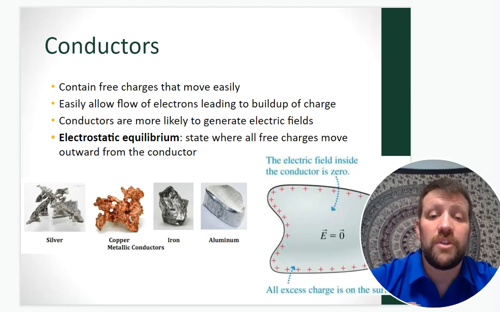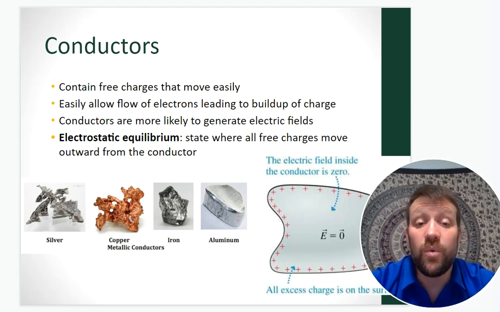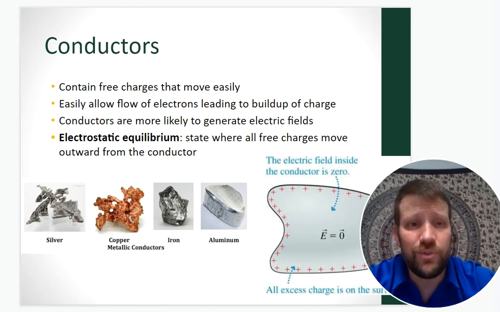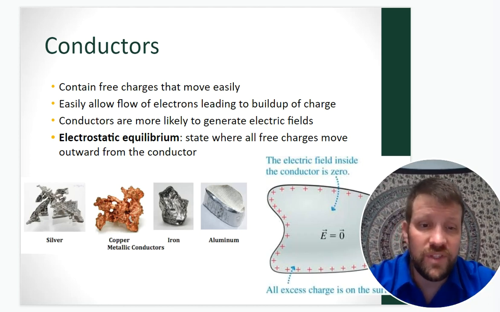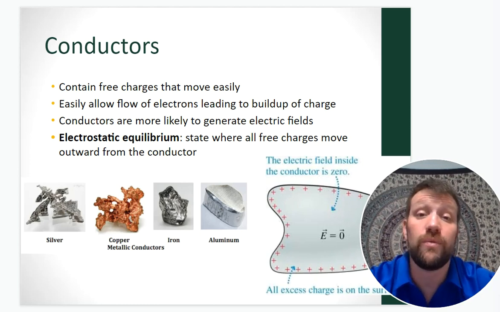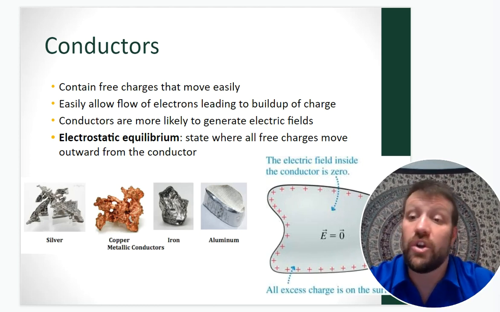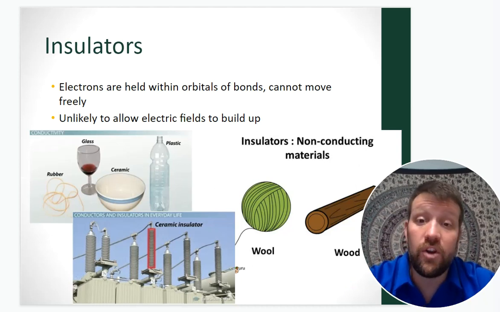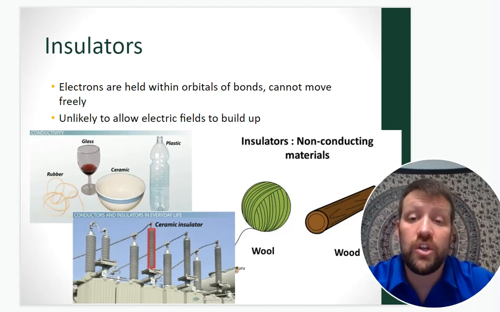And this is because of something known as electrostatic equilibrium. And this is where all free charges can move outward from the conductor, allowing them to really flow more freely. And we see a lot of times they build up, and we see over here, right on the right, they build up a lot around the outside because they can move freely and are drawn to other charges that are nearby.